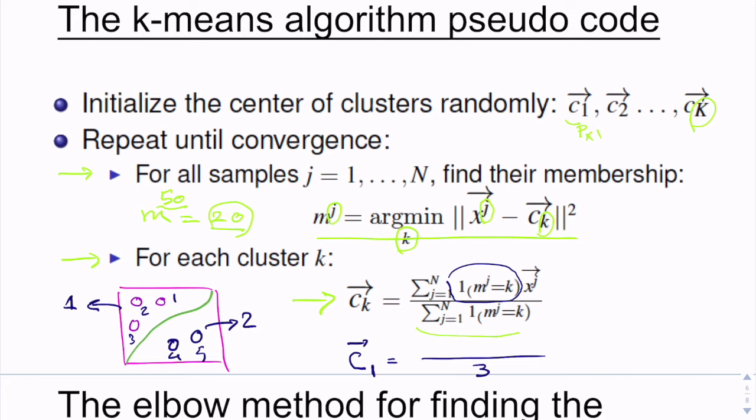And this is for all samples, we find the membership. If the membership is equal to k, then this is equal to 1. Otherwise, this is equal to 0. Then 0 times the vector, and this is a vector. So here, this cluster has 3 samples. If I run this sum on all samples, then I have vector x1 plus x2 plus x3 plus x4 plus x5. These are vectors, okay?